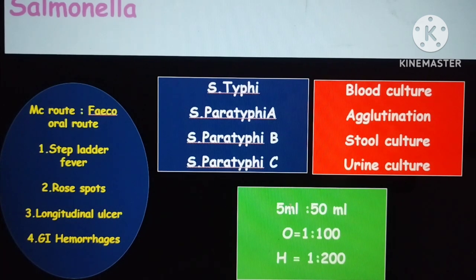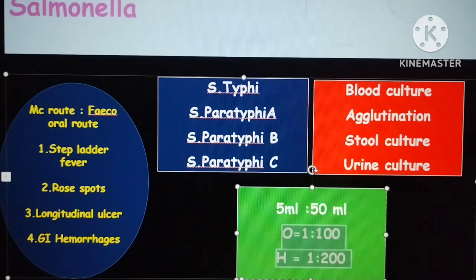So how much blood will you be taking? It is 5 ml of blood and 50 ml of broth. What is the significant titer for O? It is 1:100, and for H it is 1:200. So these are the important points.